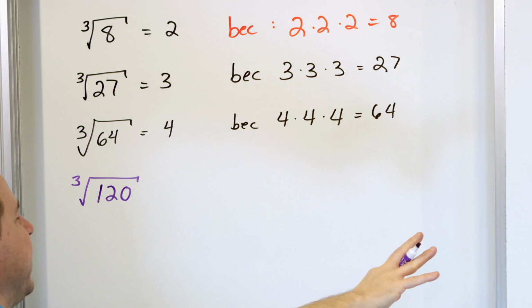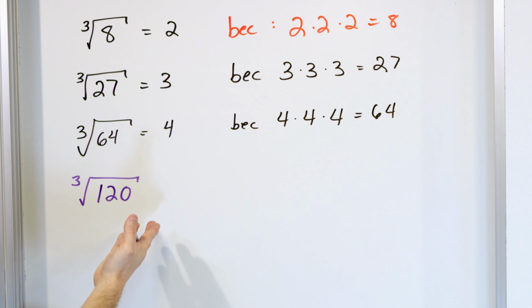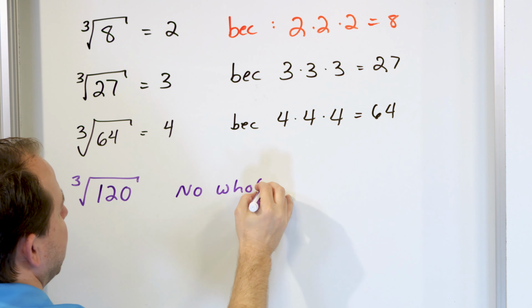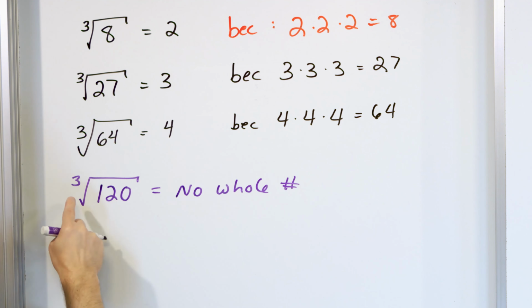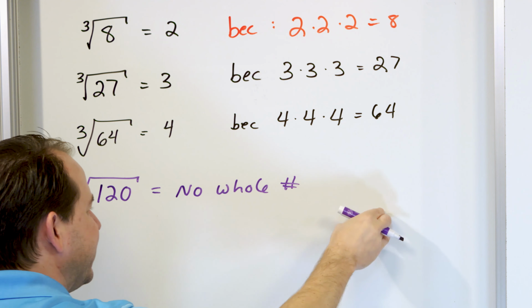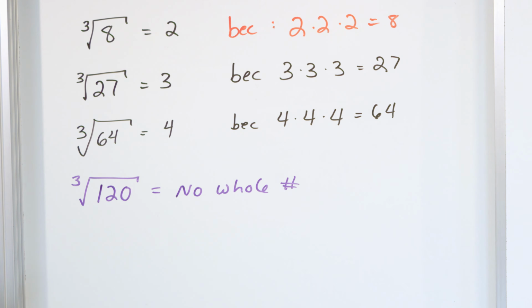Well, we're going to learn in a second how to use a factor tree. But really just trying to think of a whole number that multiplies by itself, there's no whole number. There is an answer to this, just like there's an answer to square root of 59, but it's not a whole number. There's no whole number that multiplies by itself 3 times to give me 120.